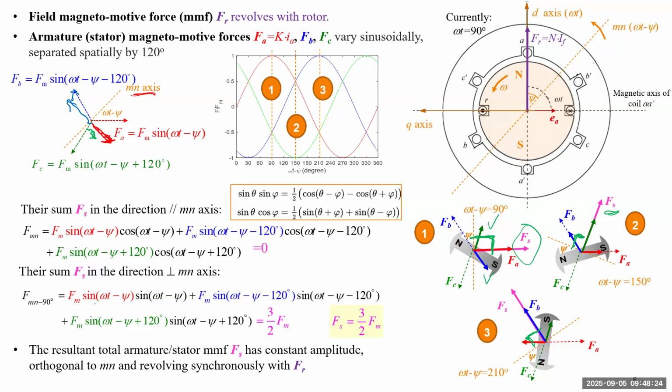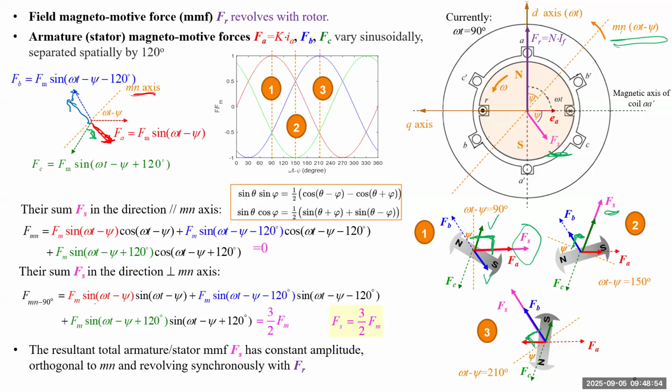Okay, let me summarize that. If you know the D axis for the rotor at any moment, there's a power factor for the load of the generator that determines the angle psi. Then you determine the MN axis as lagging D by psi. Then the total magnetomotive force will be orthogonal to this MN axis by 90 degrees. So if we draw, that will be this one.